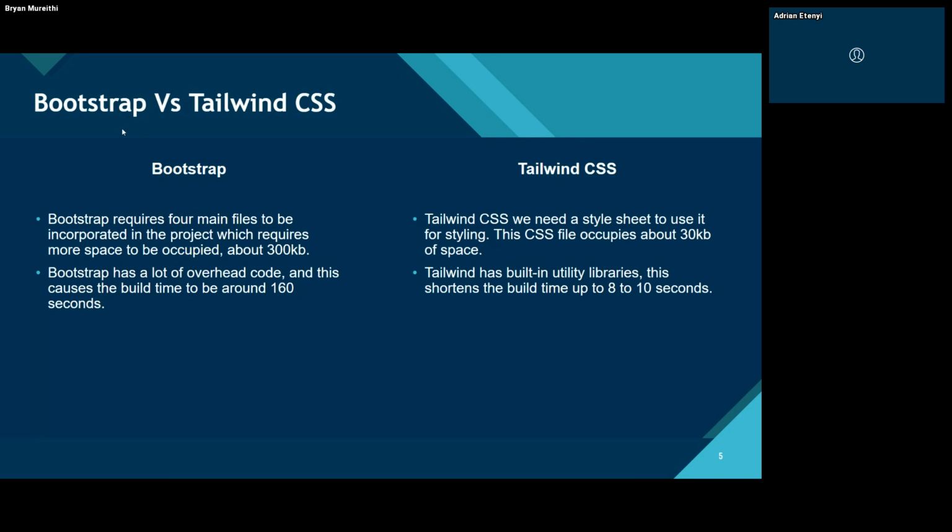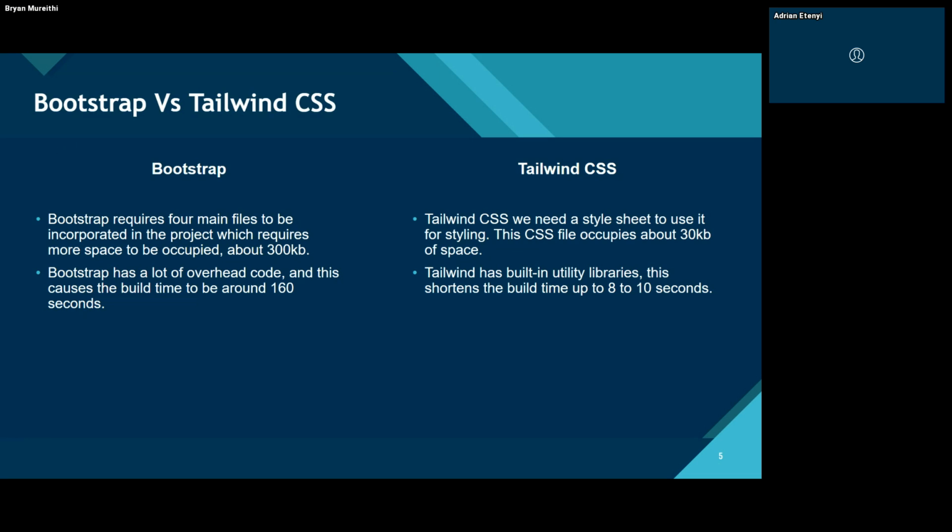So let's go to Bootstrap versus Tailwind. I'm sure most of you know Bootstrap. In Bootstrap, it requires 4 main files to be incorporated in the project, which requires more space to be occupied. It's about 300 kilobytes. But for Tailwind, you just need a style sheet to use it. So you import the Tailwind classes, or you can also use a CDN to use it for styling. And the CSS file occupies only about 30 kilobytes of space. So you can see it's a very big difference.